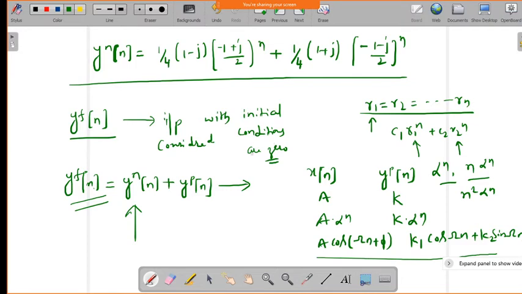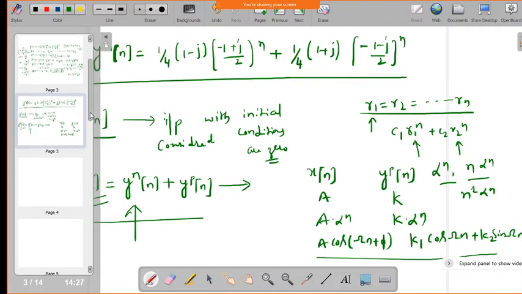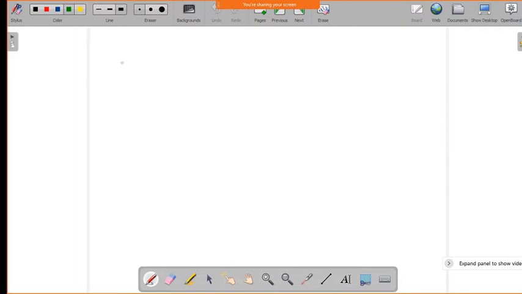Now we will do one problem on the forced response, so you will come to know how to solve it. Is it understood? Any doubt in this? You can ask. We will solve this one problem on the forced response.